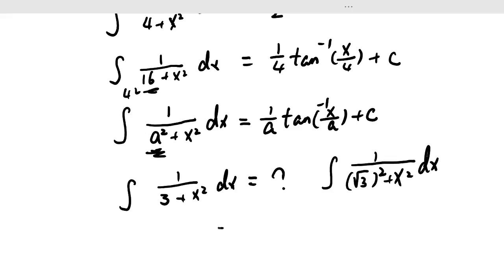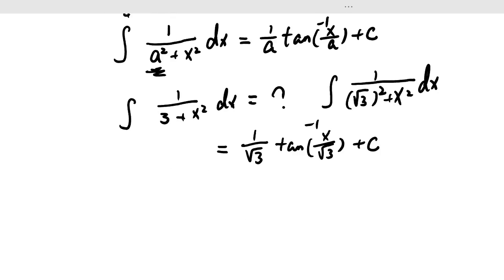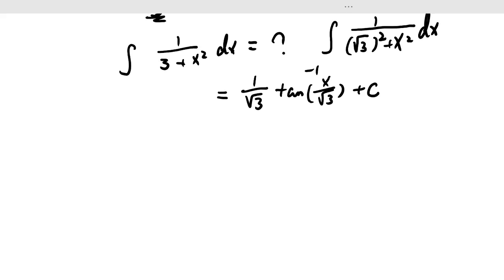So now we can get it, that's going to be 1 over square root of 3 arctangent x over square root of 3 plus c. Let's do one more. How about I have 5 minus x squared dx.